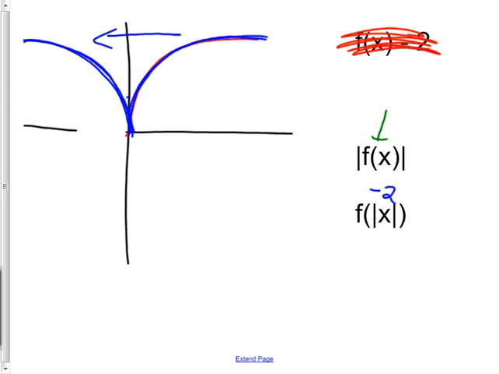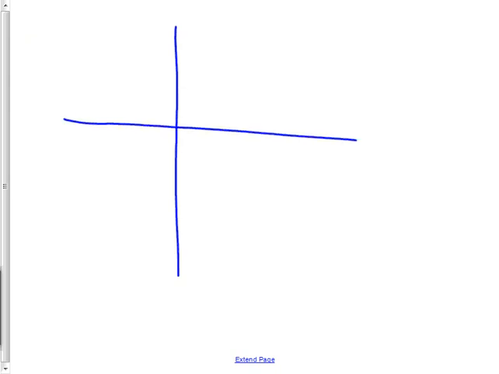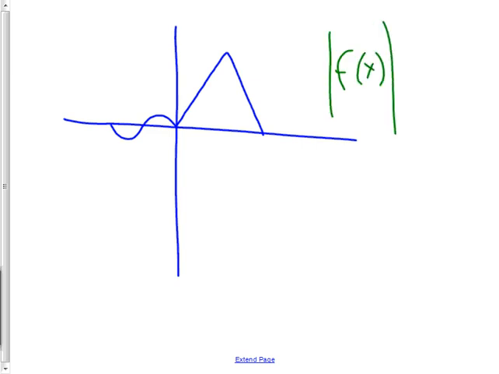I'd like you to try that one, except I'll make it a little different picture. Let's say it's this. I'd like you to give me 2 graphs. This is f of x. I want absolute value of f of x. And I'm going to do that in green. And then I want f of absolute value of x. Sketch what you think the two answers are.